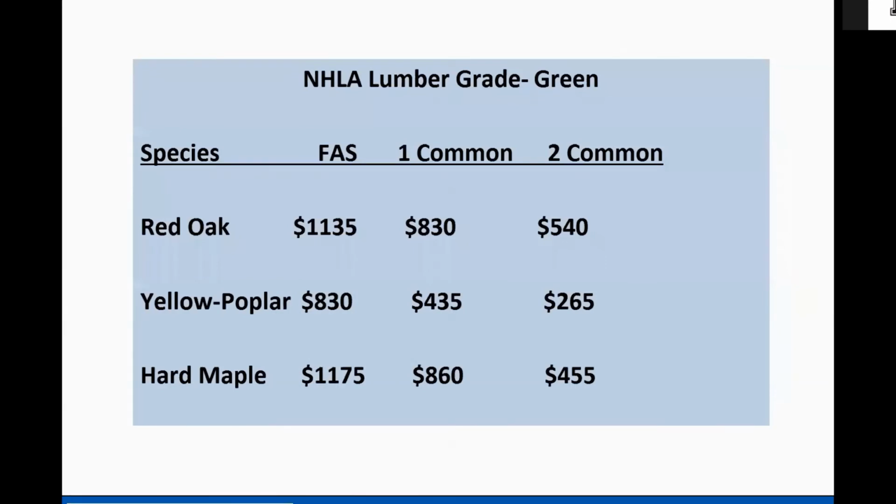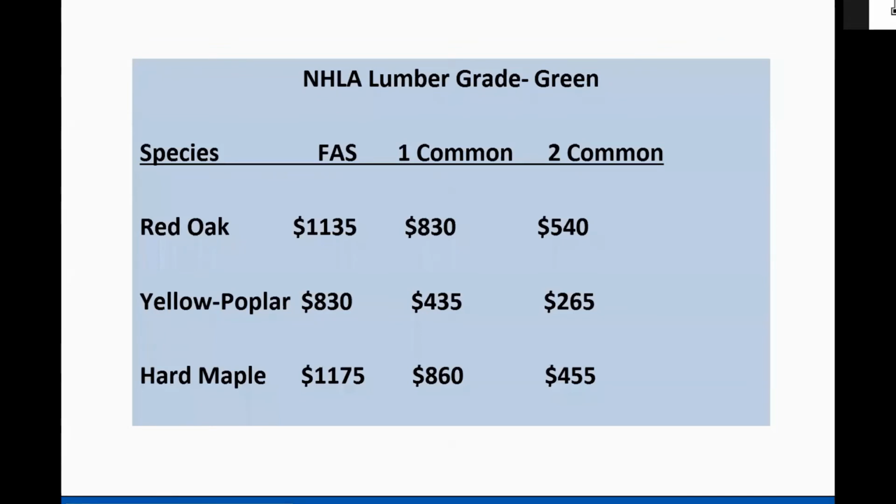And so here we've got some NHLA lumber grade prices for green lumber. This is lumber that has not been dried. The reason I've got these prices here from the Hardwood Market Report is just to show how different the prices are from FAS, which is the highest grade, to 1 common, down to 2 common.